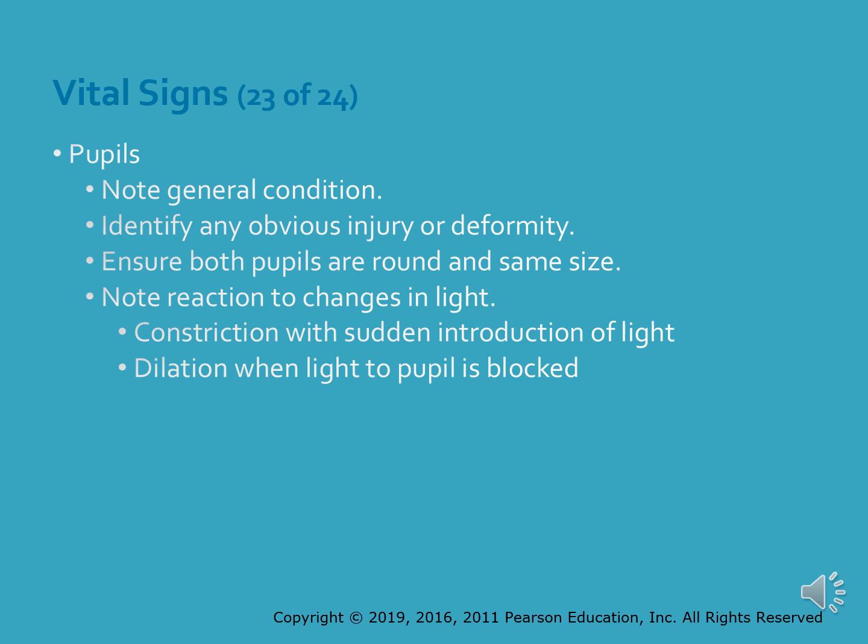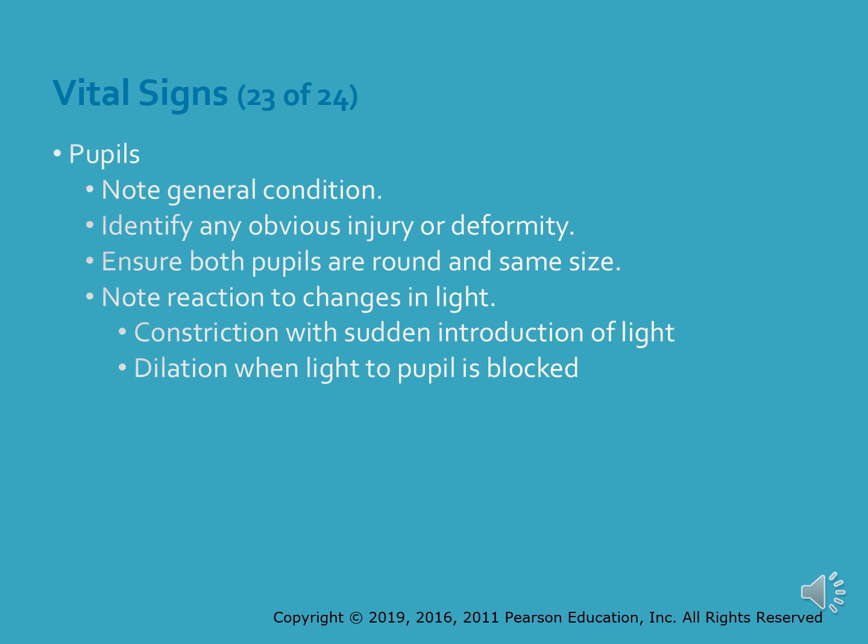So with size and shape, when you first look at the eyes, note their general condition and identify any obvious injury or deformity. Pay particular attention to the dark circles in the center of each eye known as the pupil. Note the size and shape of each pupil. Many EMS pen lights have a pupil gauge printed on the side to aid in the determination of that pupil size. You want to ensure that both pupils are round.